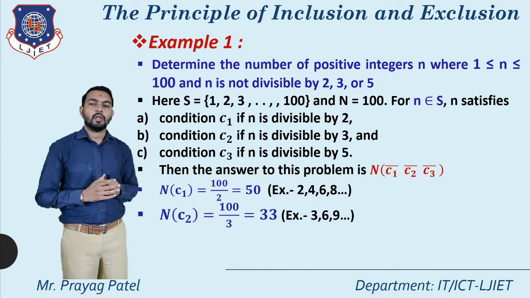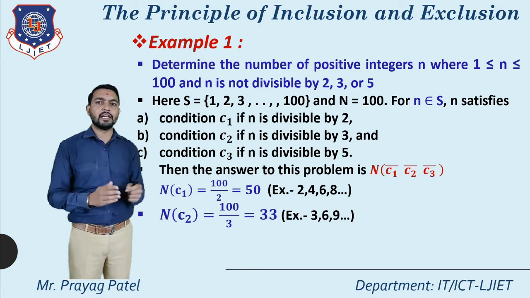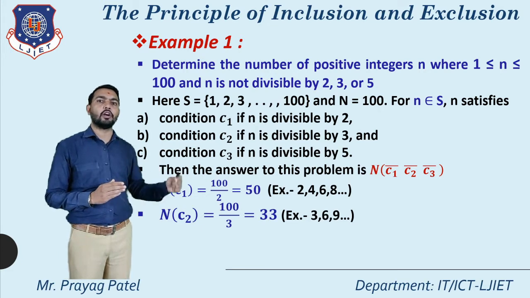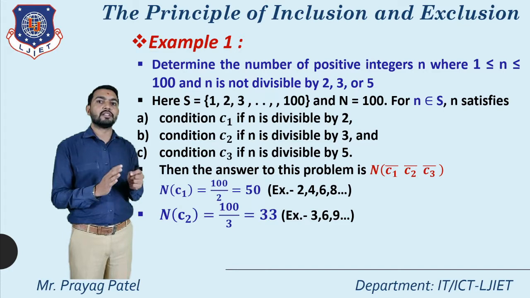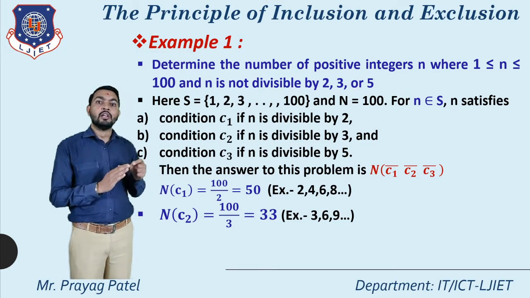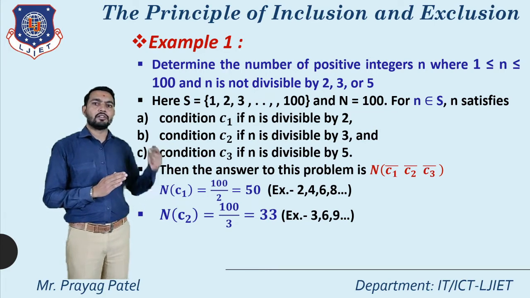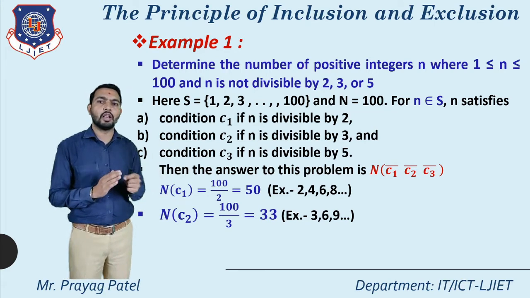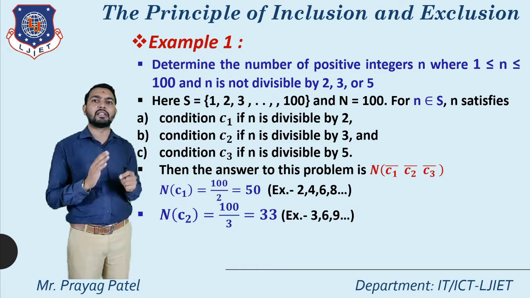Now n(C2) means numbers divisible by 3. So 100 divided by 3 is equal to 33 point something, but we consider only the integer part. So 33 is our answer. The sequence is like 3, 6, 9, 12. All these numbers are divisible by 3.